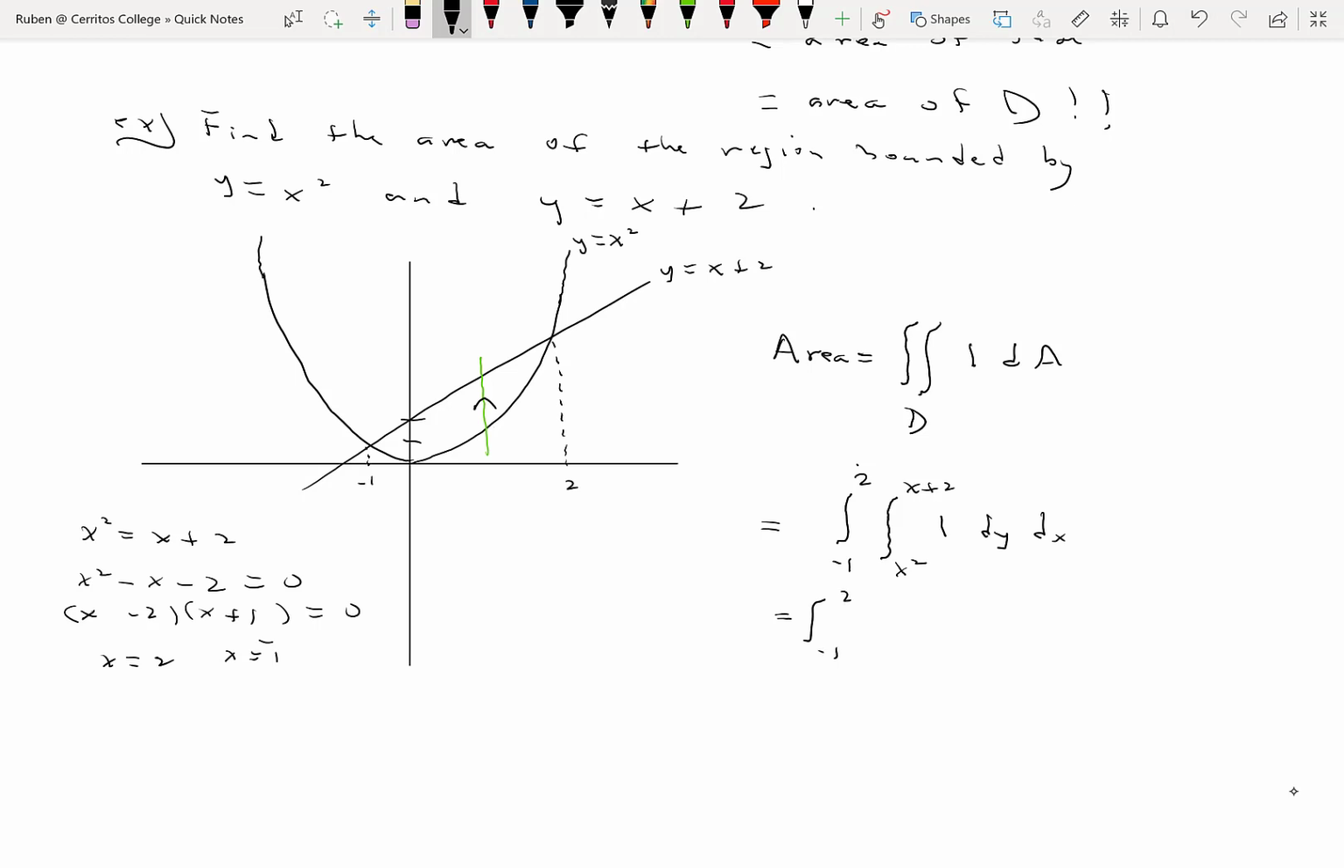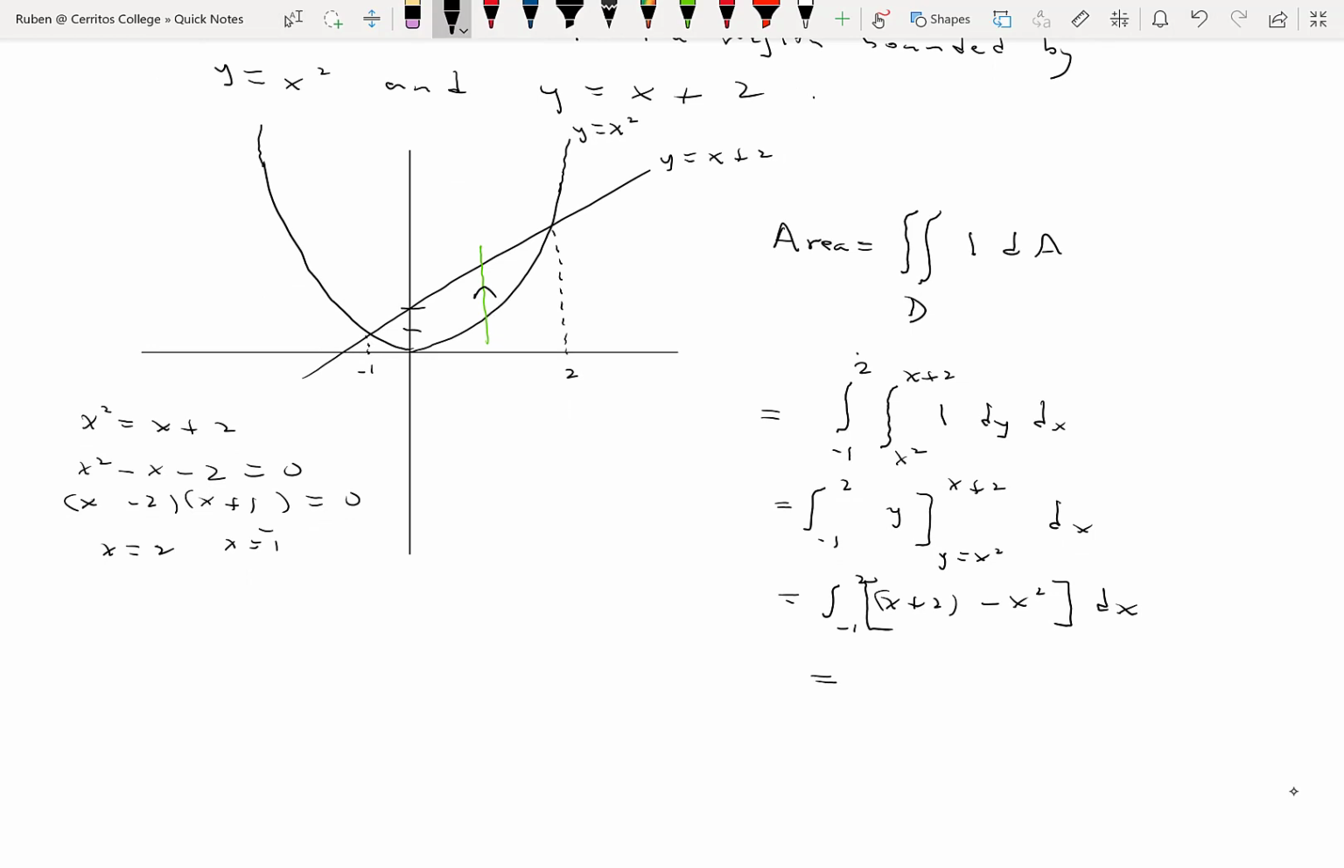Lastly, the integral of 1 with respect to y is y as y varies from x squared to x plus 2, and then with respect to x afterwards, substitute y equals x plus 2, substitute x squared. I won't integrate that in this video. This is a very simple integral. If you're so inclined, you can do it, or you can do the problems in homework, or both. But the value of this simple integral is 9/2 square units.